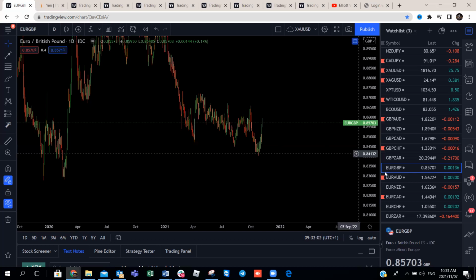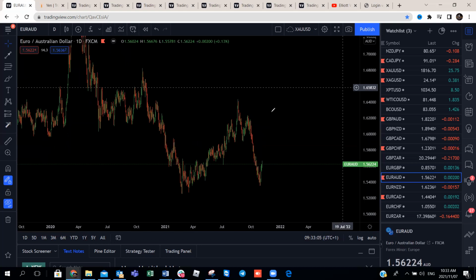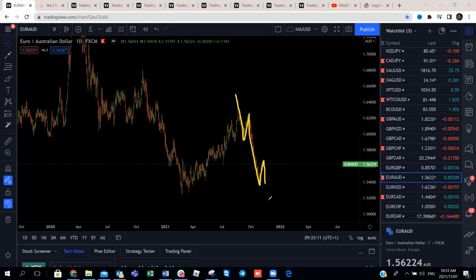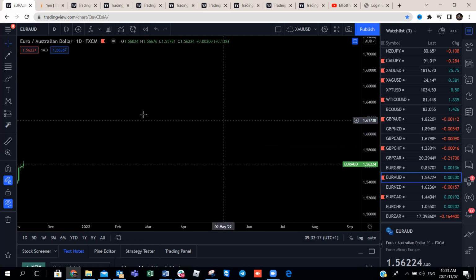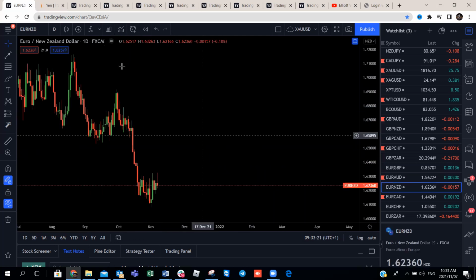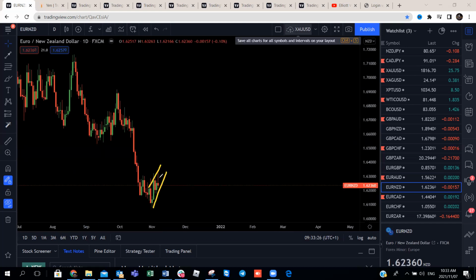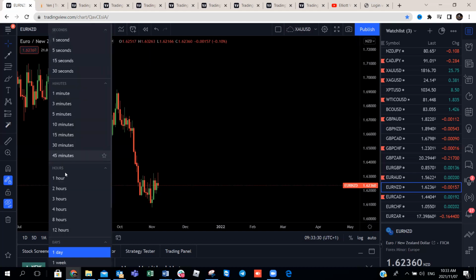That is euro pound. Euro AUD, similar to pound AUD. We're getting, well, it looks like a pullback. Is this the start of the move to the upside? We're expecting this to be simply a pullback and a continuation to the downside as far as euro AUD is concerned. So looking at this, we're looking for that to continue lower. Similar to euro New Zealand, should follow pound New Zealand. So you can see here, this is coming up correctively, and we're going to expect this one to continue lower as well.